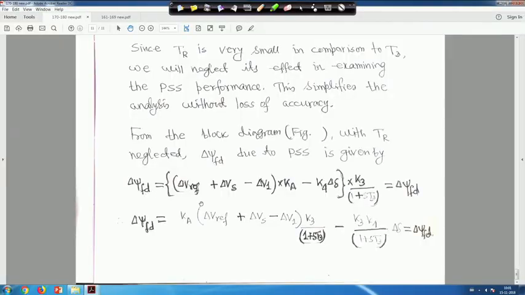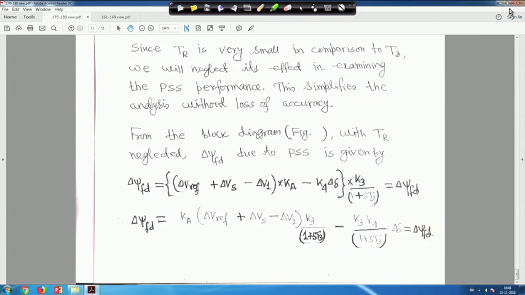So when we write like this, it will be delta psi FD. I told you delta V reference plus delta Vs minus delta V1; here I did not substitute that, I will substitute into K minus K4 delta delta, again into K3 upon 1 plus ST3, right, is equal to delta psi FD. So delta psi FD is equal to, with a little bit of simplification, K (delta V reference plus delta Vs minus delta V1) into this term K3 upon 1 plus ST3, minus K3 K4 upon 1 plus ST3 delta delta, is equal to delta psi FD, right.